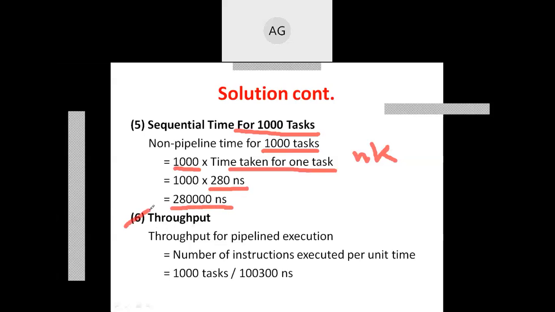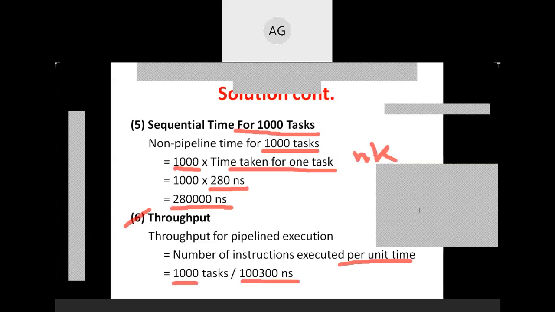And finally, how we are going to calculate the throughput. So throughput for pipeline execution is equal to the number of instructions executed per unit time. By this we can calculate the throughput: 1,000 tasks divided by 1 lakh 300 nanosecond. All of you understand it? Just write in the chat box.